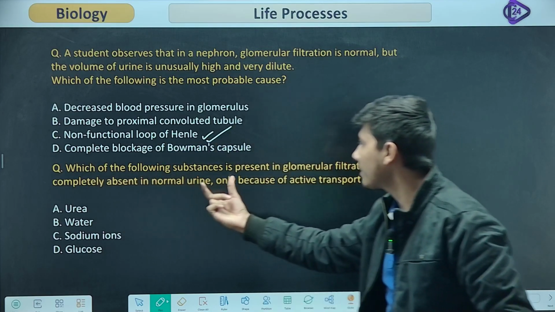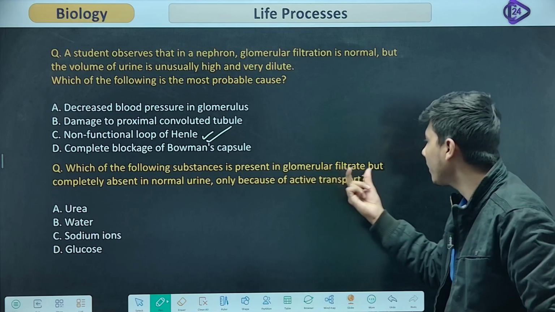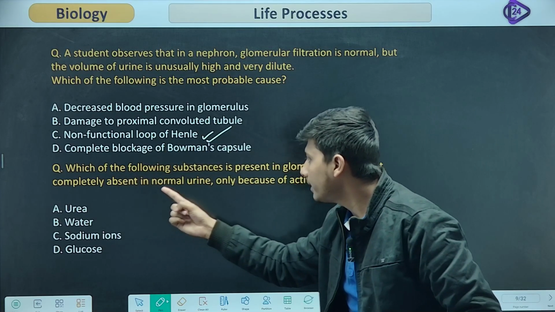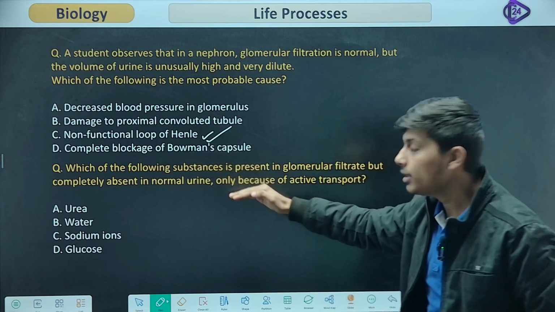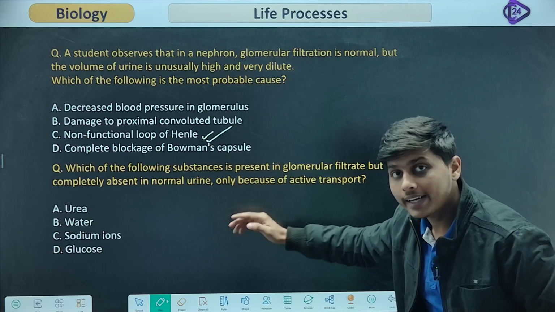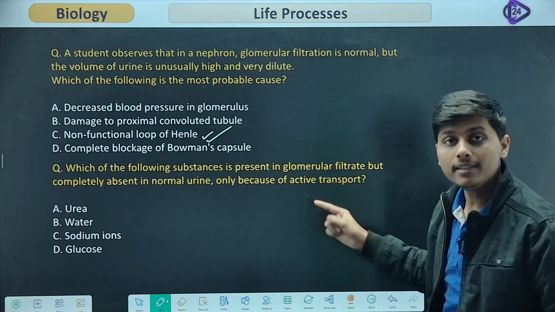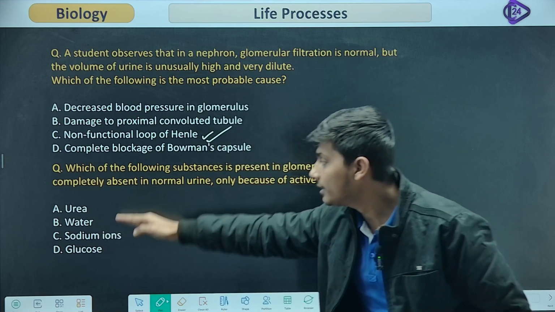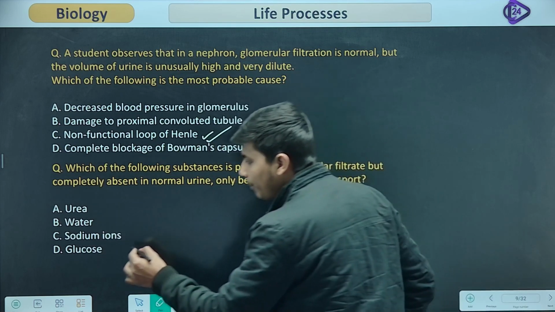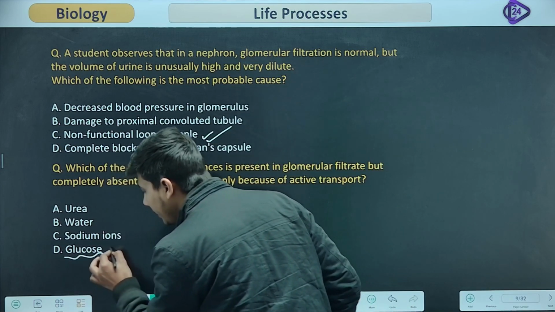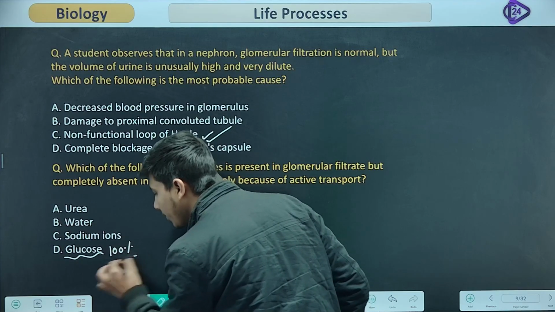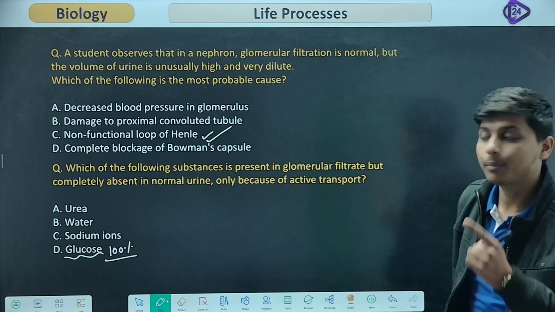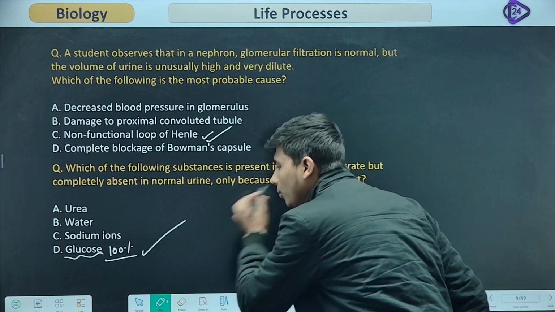Which of the following substances is present in glomerular filtrate but completely absent in normal urine? Present in filtrate but not present in urine means this product will be reabsorbed. And what is the thing that gets reabsorbed completely? Glucose, completely 100% reabsorbed. The reabsorption of glucose is 100%. The answer will be glucose.